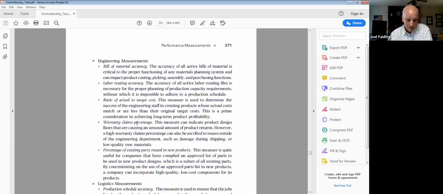And so you see, these are all non-financial measures that are here in a controller handbook, right? Which is really what this is. This text is really a controller handbook.